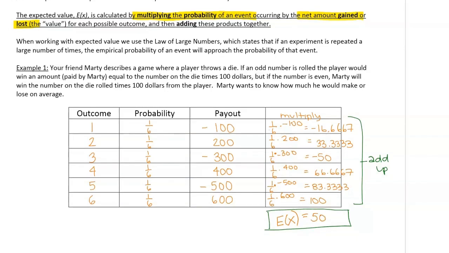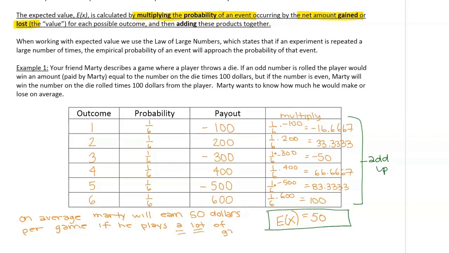So what does this mean? This means that Marty will average $50 per game in the long run. So if he were to play this game a lot of times, he would average $50 per game. So let's say he played it once, he lost $100. He played again, he lost $300. And he played it again, he lost $300. And then maybe he won several times after that. He won 600 and then 400 and 600. If we were to add up all those values, if he were to continue on to do this, he would average $50 per game in the long run.